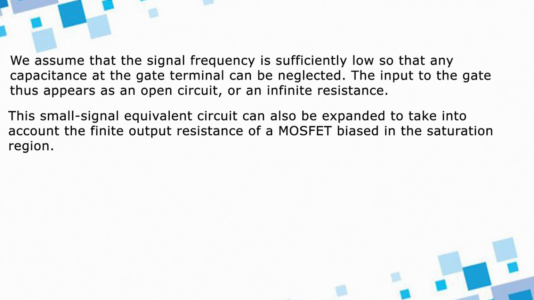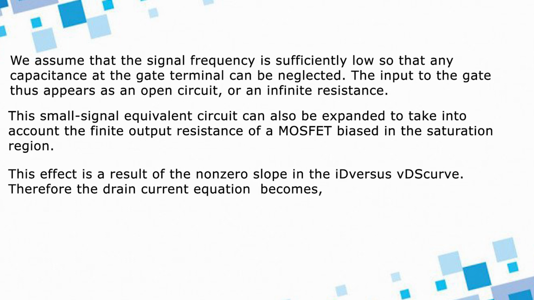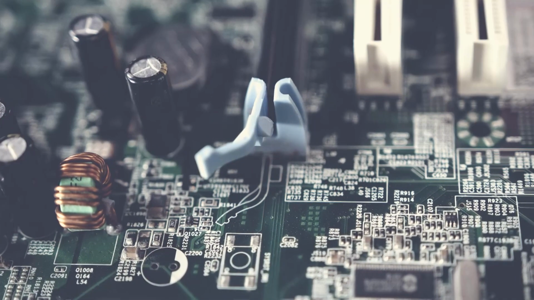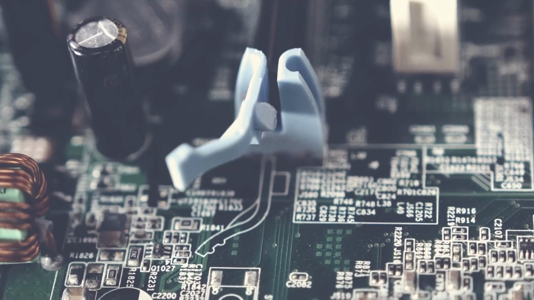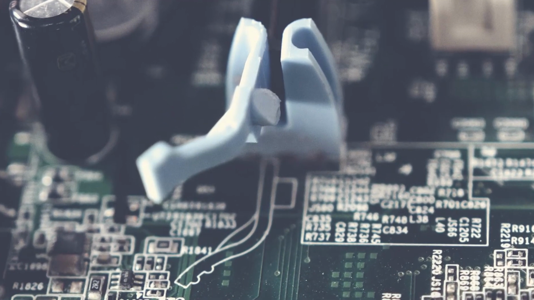This small signal equivalent circuit can be expanded to take into account the finite output resistance of a MOSFET biased in the saturation region. This effect is a result of the non-zero slope in the ID versus VDS curve. Therefore, the drain current equation becomes ID equals Kn (VGS minus VTN) squared times (1 plus lambda VDS), where lambda is the channel length modulation parameter and is a positive quantity.